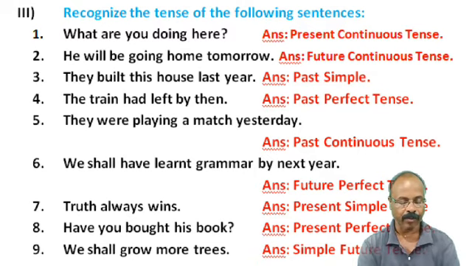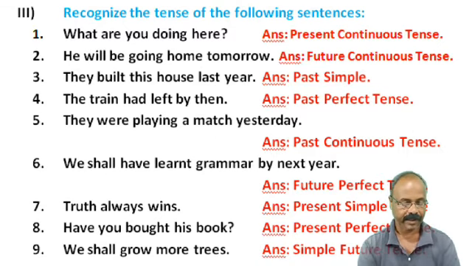He will be going home tomorrow. Answer, this is future continuous tense. They built this house last year. Answer, this is past simple. The train had left by then. This is past perfect tense.